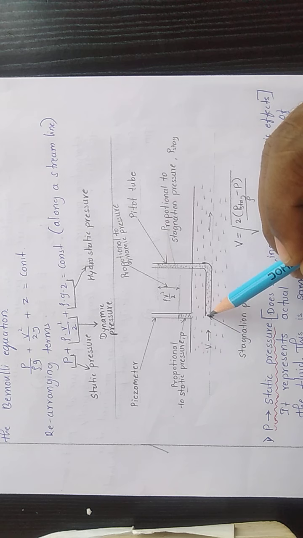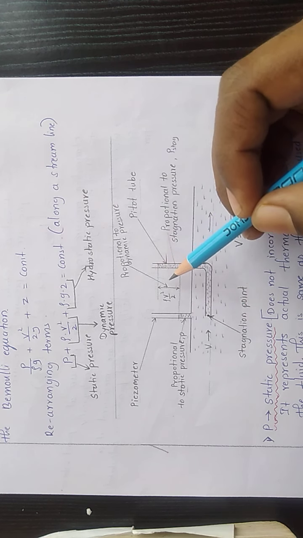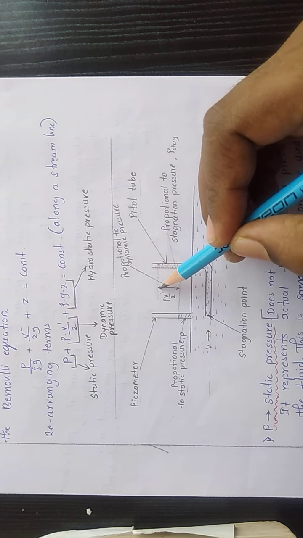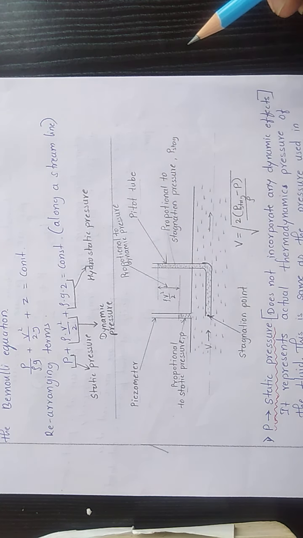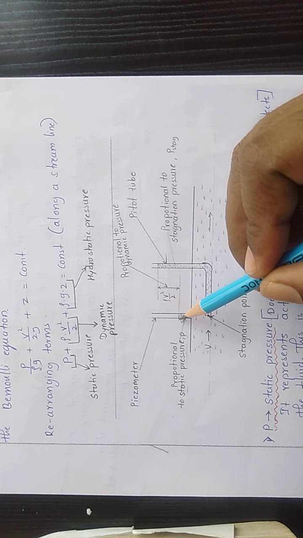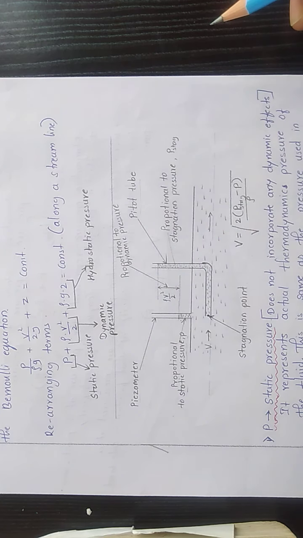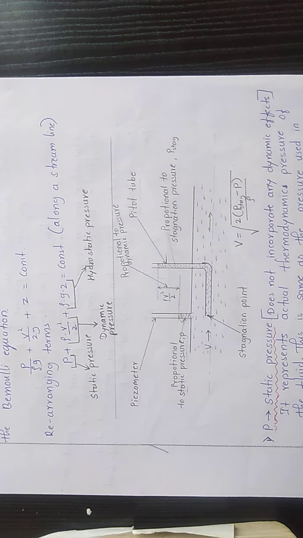Before entering here, once it enters, that velocity energy, kinetic energy, is converted into dynamic pressure. This we call rho v square by 2. It is proportional to dynamic pressure, right? So total pressure is equal to the sum of the static pressure plus the dynamic pressure. Understood this? We'll discuss more about this in the pitot tube.